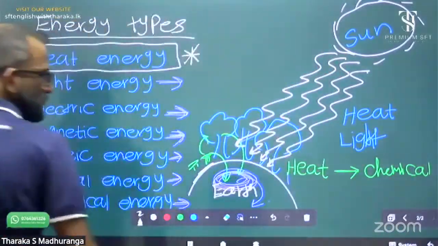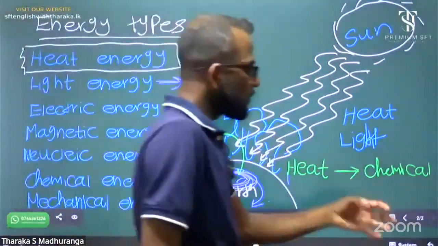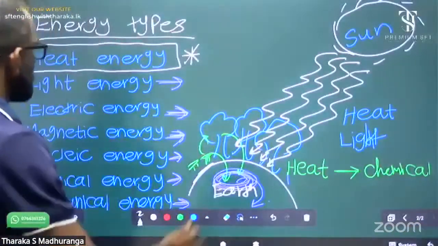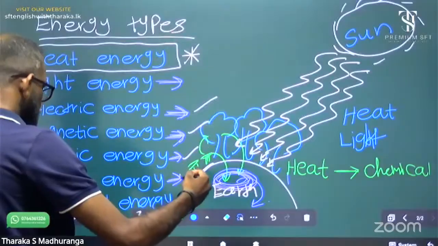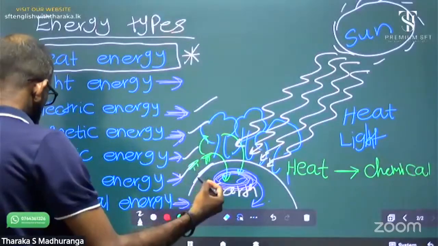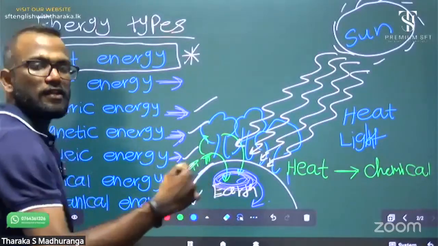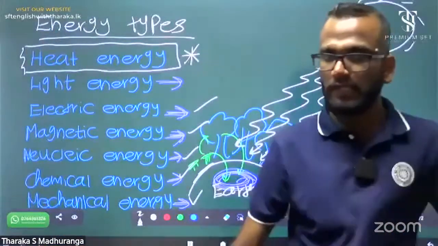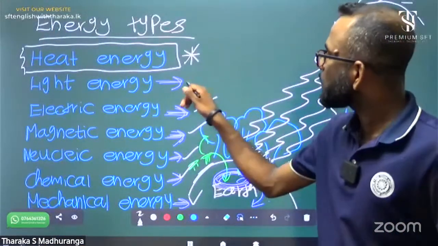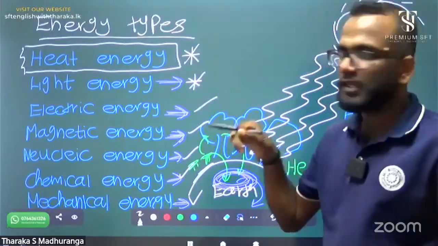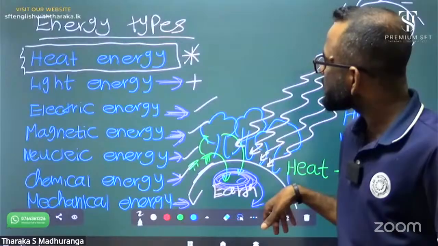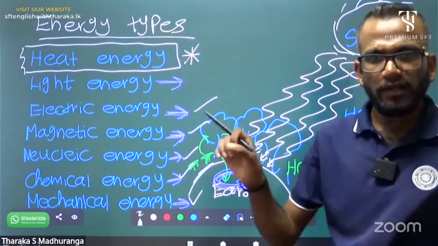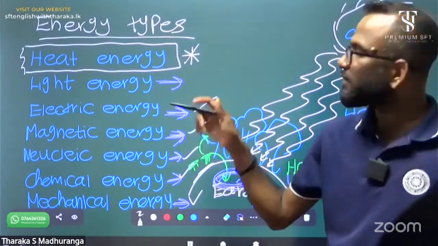Okay. Now, other energy types, electric energy, magnetic energy, nucleic energy, mechanical energy, and chemical energy, we can discuss in different future lessons. Actually, light energy we are not going to discuss in our syllabus. Light energy, you are learning at all levels, right? Light reflection, different types.